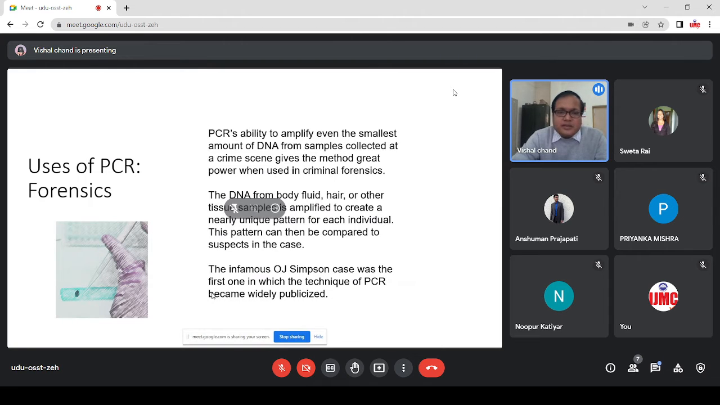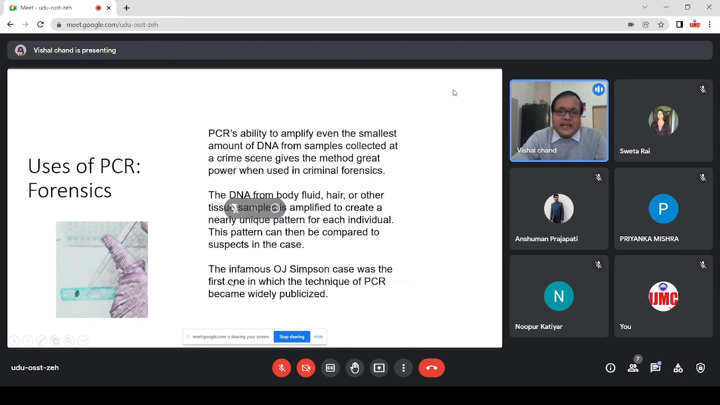Now, what are the uses of the PCR? The first is the use of the PCR in forensics. The PCR's ability to amplify even the smallest amount of DNA from samples collected at a crime scene gives the method great power when used in criminal forensics. The DNA from bloody fluid, hair, or other tissue samples is amplified to create a nearly unique pattern for each individual. This pattern can be compared to suspects in the case. The infamous O.J. Simpson case was the first one in which the technique of PCR was widely publicized.